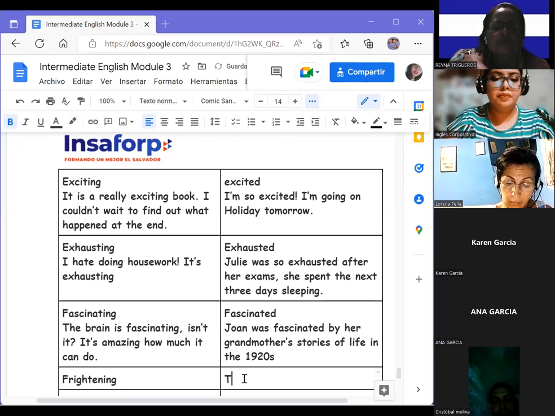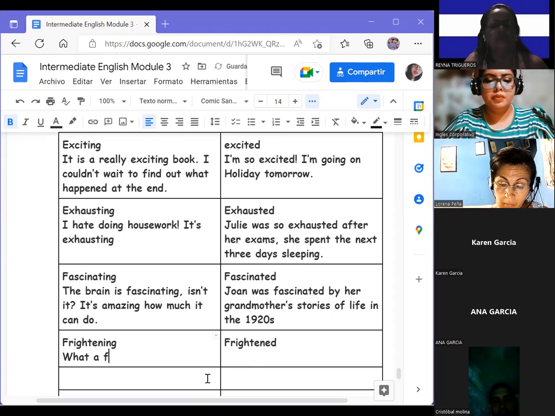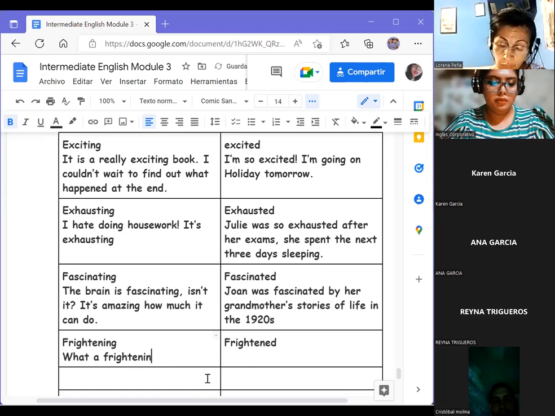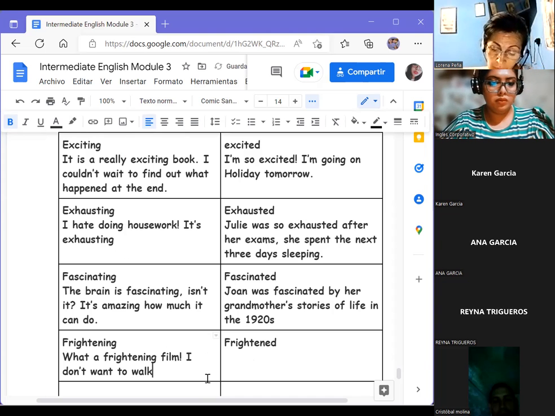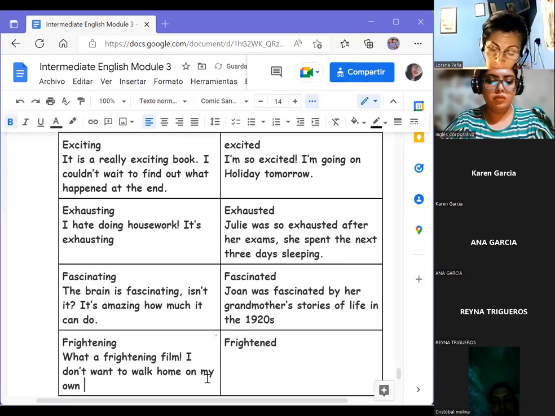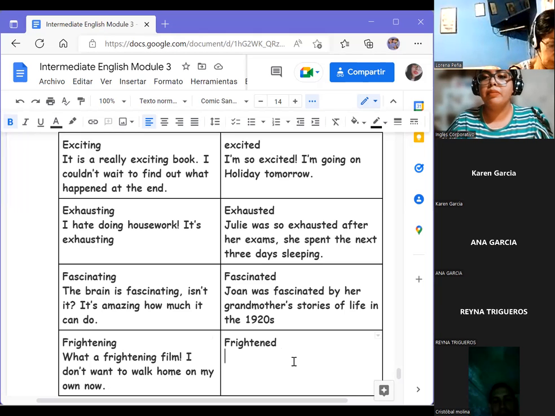Frightening. I'm frightened. For this one, we have, what a frightening film. I don't want to walk home on my own now. The feeling, it says, I was really frightened of bees when I was little, but I don't mind them now.